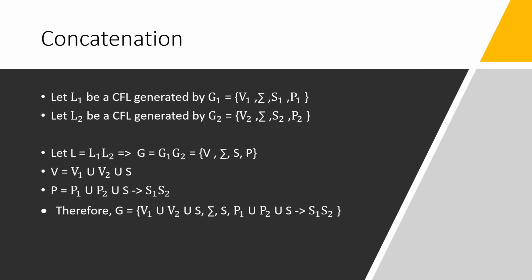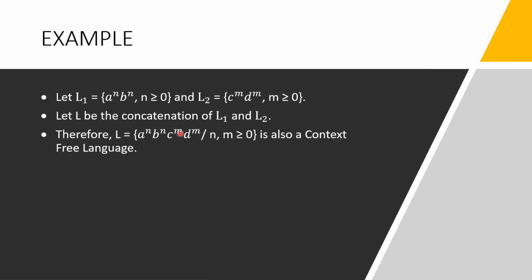Let's see an example. Let L1 be a power n and b power n, where n is greater than or equal to 0, and L2 be c power m and d power m, where m is greater than or equal to 0. Let L be the concatenation of L1 and L2. Therefore, L equal to a power n b power n c power m d power m, where n and m are greater than or equal to 0, is also a context-free language. Now we will see the proof of Kleene star.